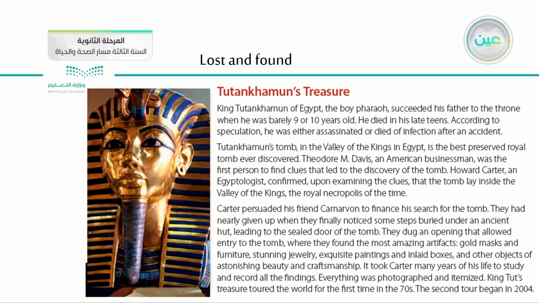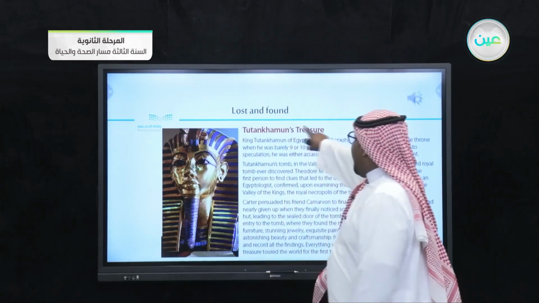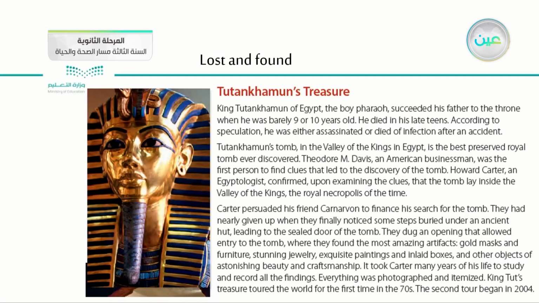Okay, guys, for now we'll discuss the second audio, which is related to Tutankhamun's treasure. Tutankhamun is one of the ancestors of the pharaohs, of course, the old rulers of Egypt. We'll go over the first part, which is King Tutankhamun of Egypt, the boy pharaoh who succeeded his father. He was 9 to 10 years old when he became king. He died in his late teens. According to speculation, he was either assassinated or died of infection after an accident.